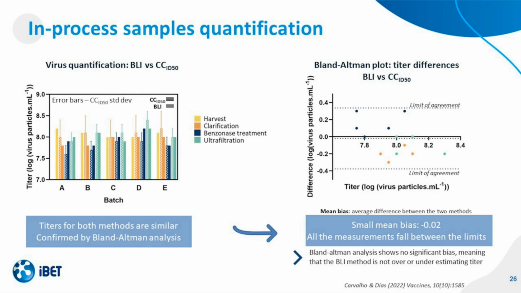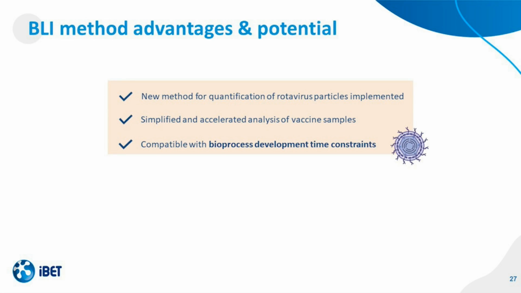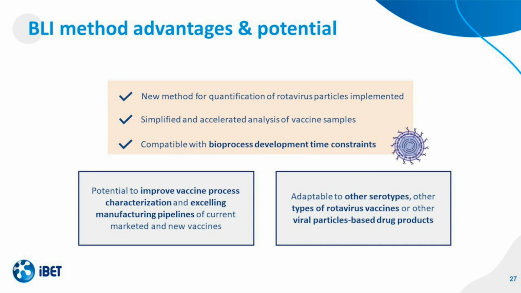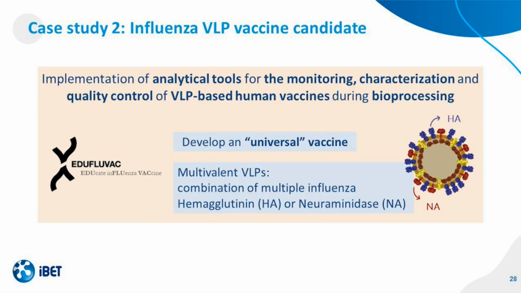So our BLI method is not over or underestimating the rotavirus titer when we are comparing the values with the CCID50 method. So we were able to develop and implement a new tool for rotavirus quantification that made vaccine sample analysis much simpler and faster, which makes this method well suited for bioprocess development. So the method described here has the potential to improve vaccine process characterization, accelerating manufacturing pipelines not only of vaccines already in the market, but also new ones. And importantly, it can be adaptable to other rotavirus serotypes, other types of rotavirus vaccines, or other viral particle-based products. And in fact, we can adapt and optimize it also for virus-like particles.